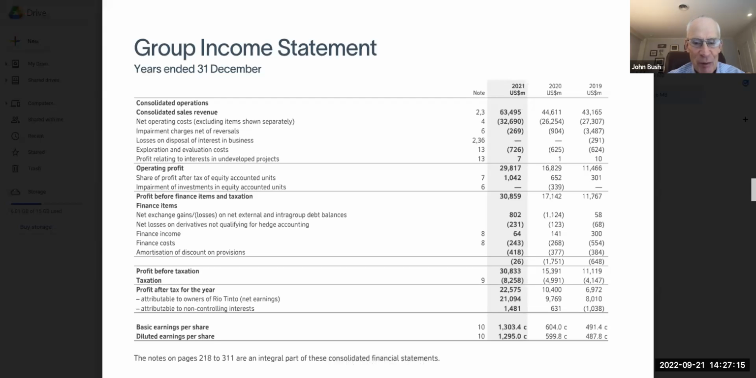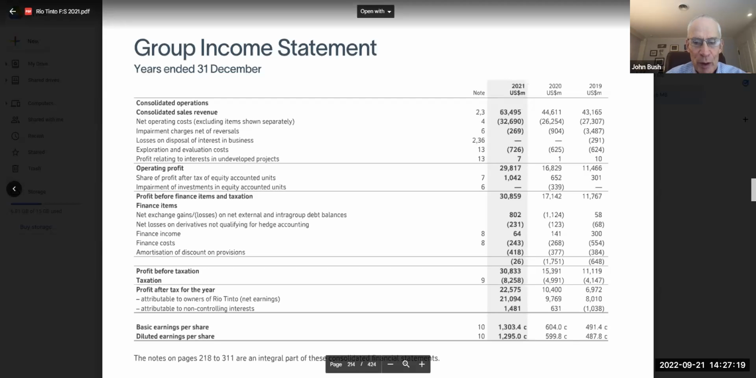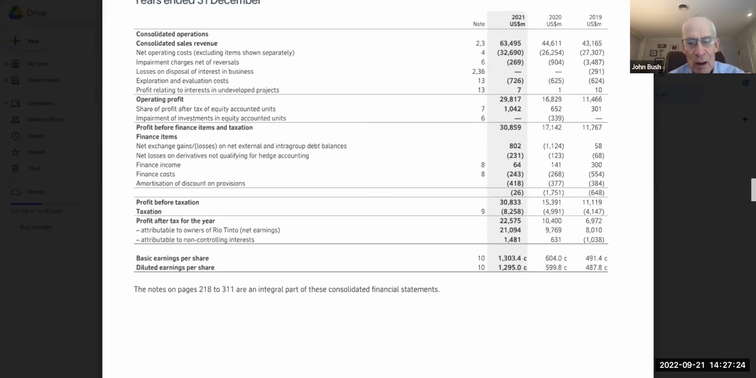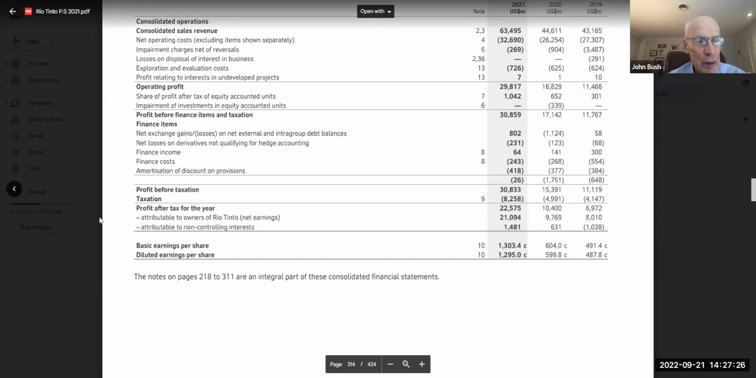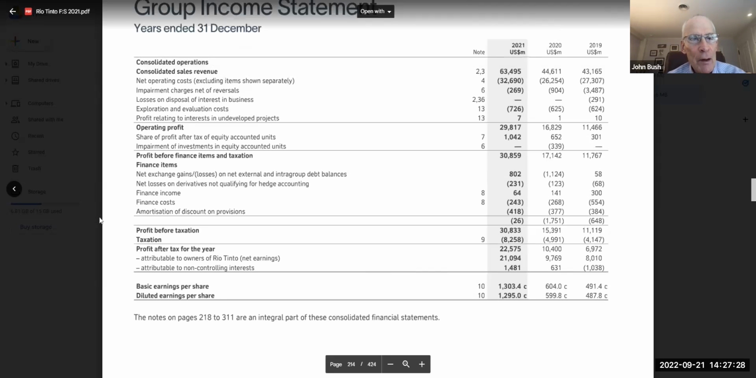But in any event, the profit before tax, which is partway down the page, is 30,833,000,000, and then right below it is the tax amount. Okay, let's put up the last slide, if you could, from this group, Rita, please.